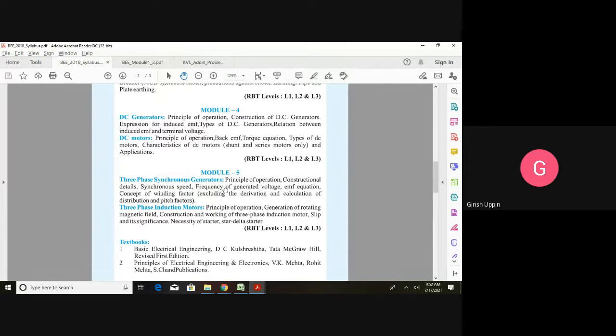Three-phase synchronous generator, principle of generation, constructional details, then synchronous speed.